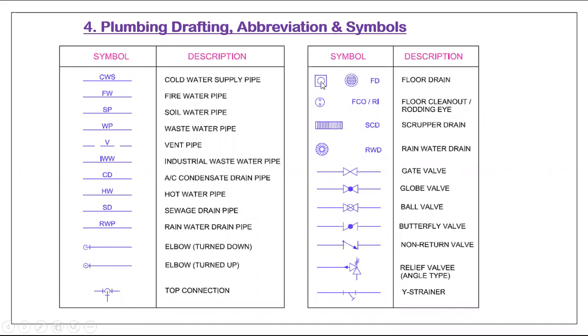For the floor drain, two symbols are there: square type and round type. Which symbol to use, you have to decide in the drawing based on your requirement. Floor clean out or rodding eye, both are the same only.